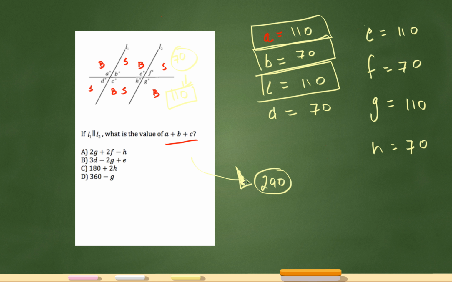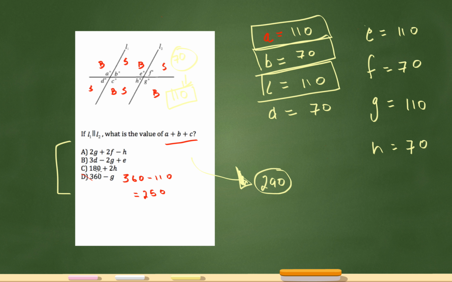So the question is saying which of the following between these A, B, C, and D is 290. So now let me just go through A, B, C, and D and see which one's 290. Looking at these, D looks like the easiest to work with. So let's just see if we can eliminate it. D is saying 360 minus 110. 360 minus 110 is 250. And that's not what I'm looking for, so I can eliminate D.